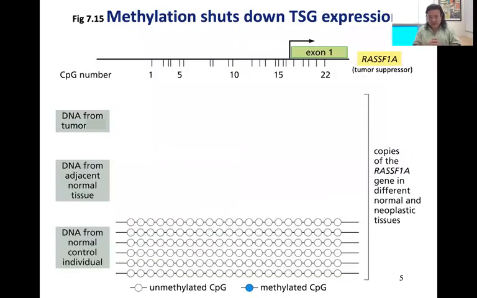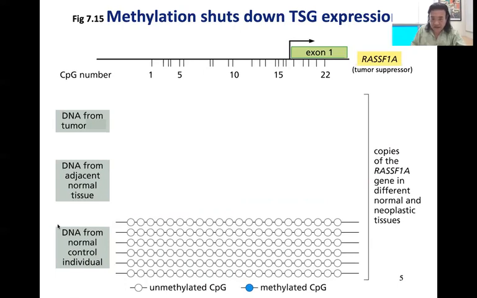So let's see what happens during the development of cancer, for example. Here you have a gene. This is RASSF1A. It is a gene. This is not RAS. This is a different tumor suppressor protein, and it is normally expressed from this gene here. So here's exon 1 of this RASSF1A tumor suppressor.